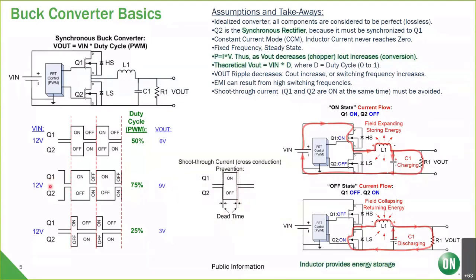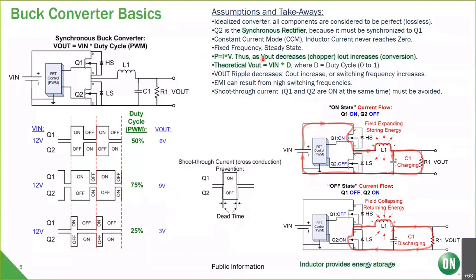Getting back to the duty cycle, 12 volts in with a 75% duty cycle will yield 9 volts on the output, and 12 volts in with a 25% duty cycle will yield 3 volts at the output. Now remember, power is I times V on both the inputs and the outputs.